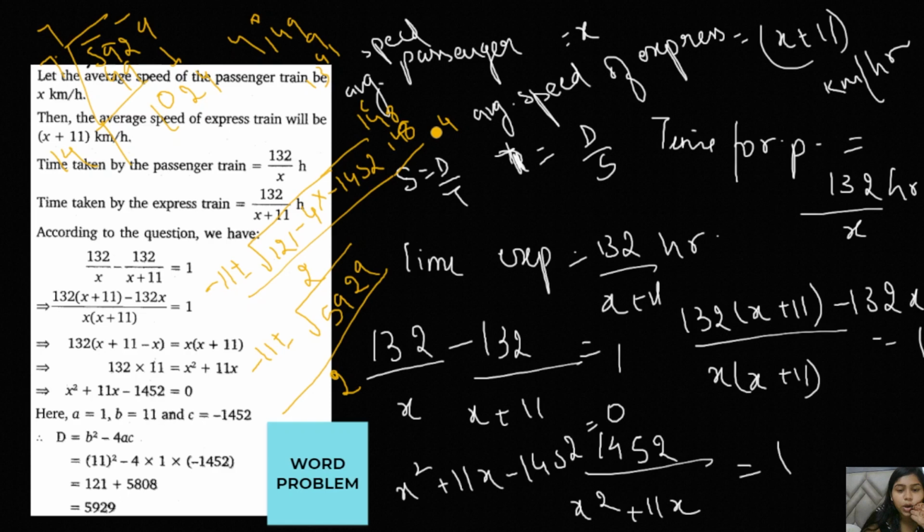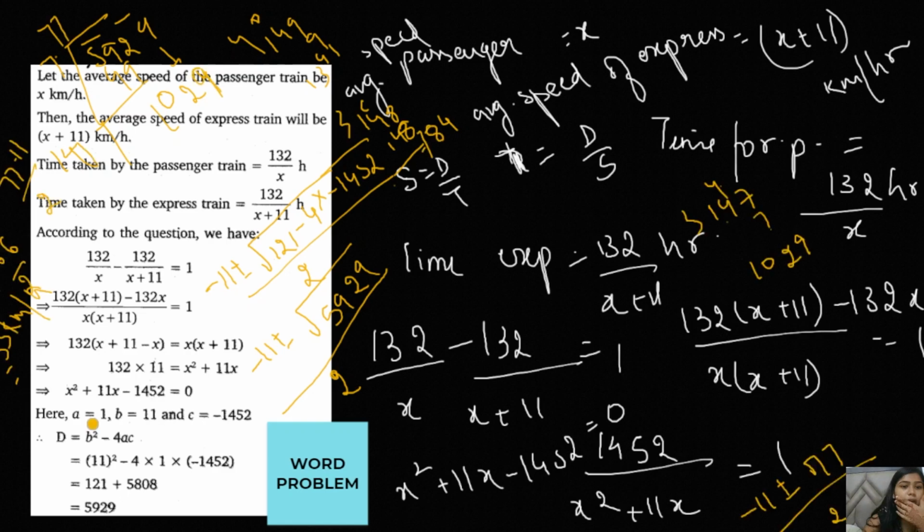We have to take this positive because speeds can't be negative. So 77 minus 11 by 2. So the answer is 66 by 2, that is 33 kilometer per hour for the passenger train, and it will be 44 kilometer per hour for the express train. I hope this is clear to you, how we have solved this question.